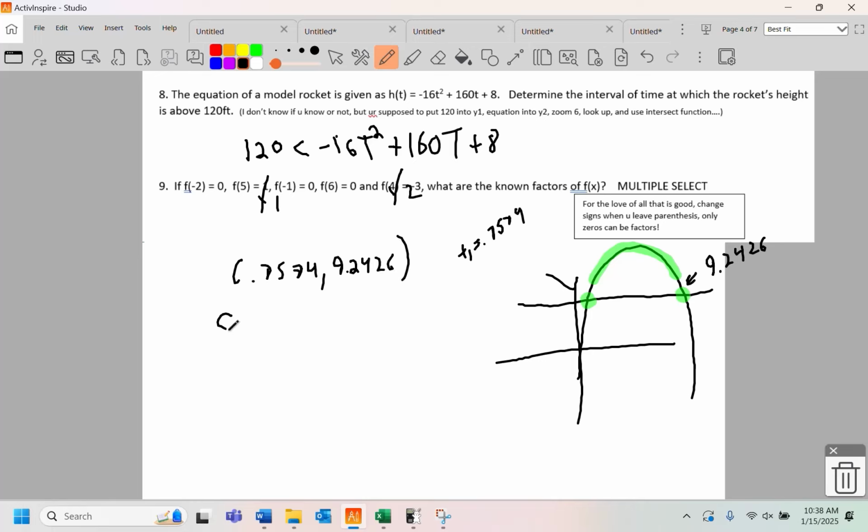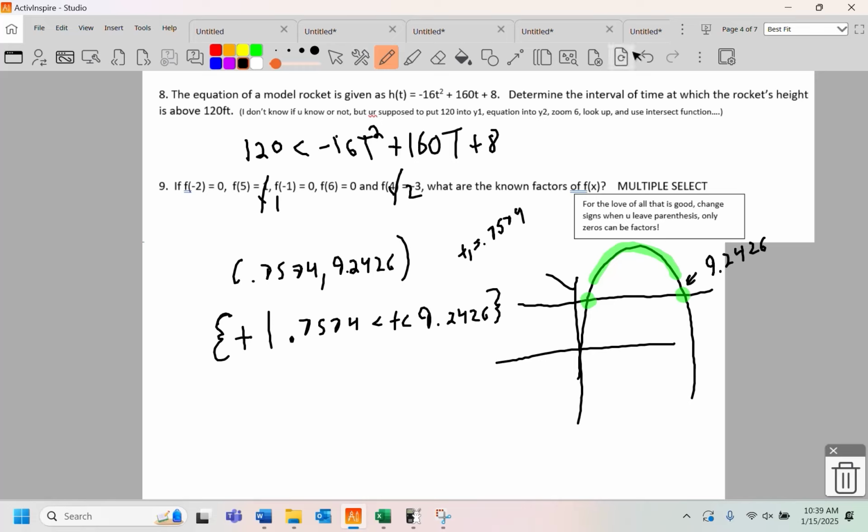I might say, if I like set builder notation, all values of t, because it's time, such that t is between 0.7574 and 9.2426. Those are both acceptable answers.